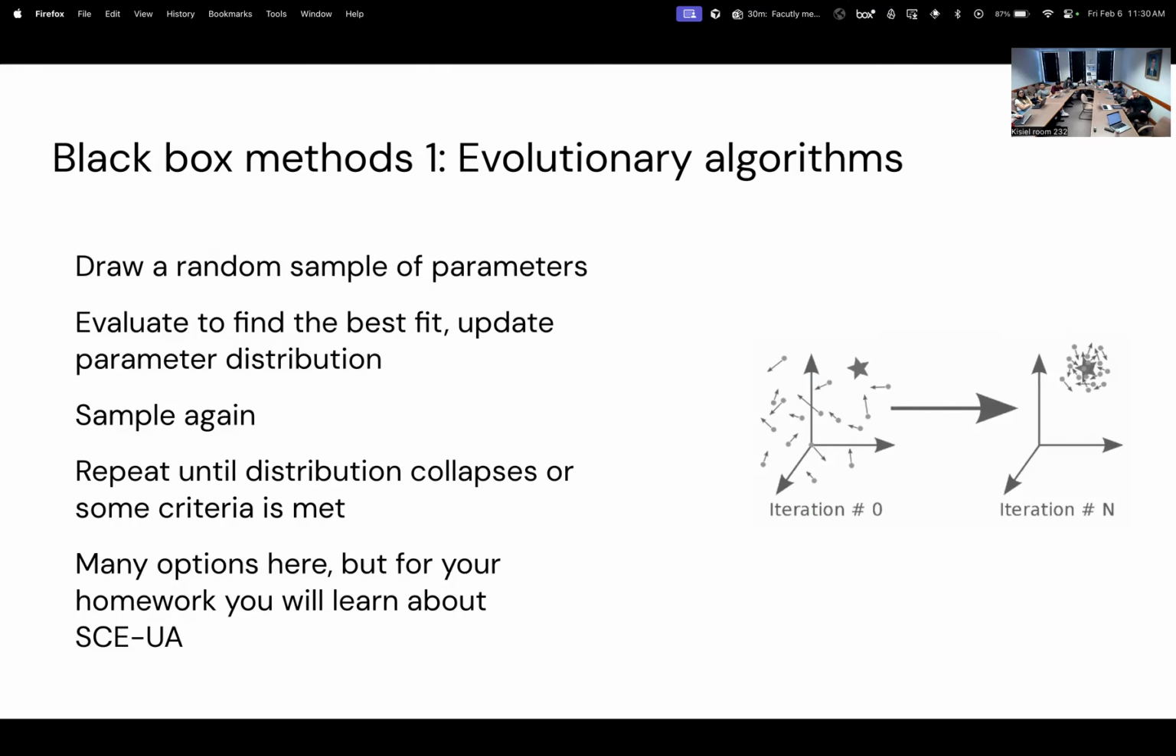So there's basic evolutionary stuff that's more like single updates. There's, as I mentioned, particle swarm, as in the figure there. And then in hydrology, shuffled complex evolution is historically the standard when it comes to optimization or calibration.